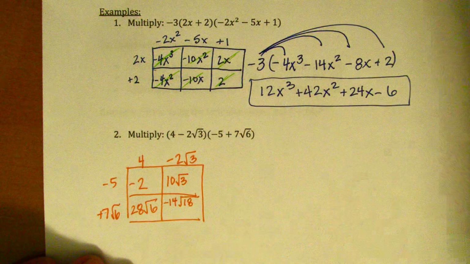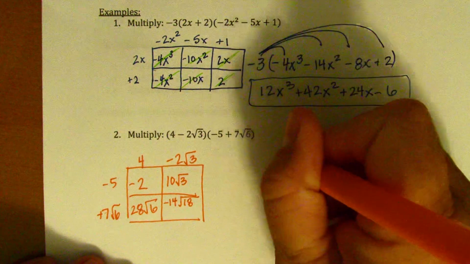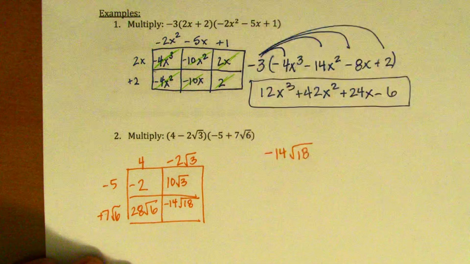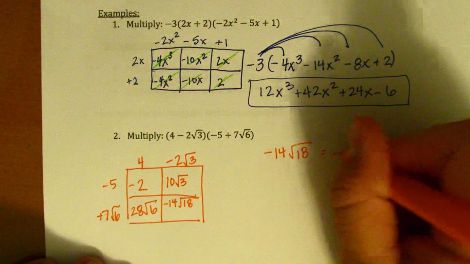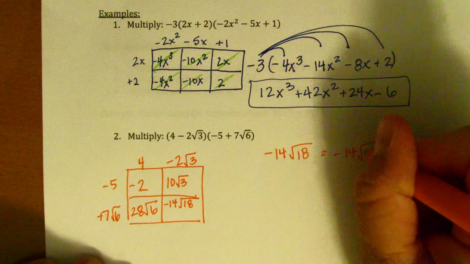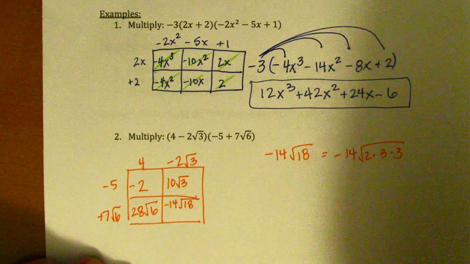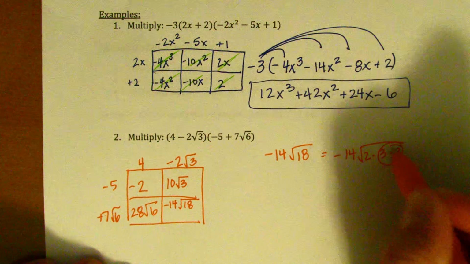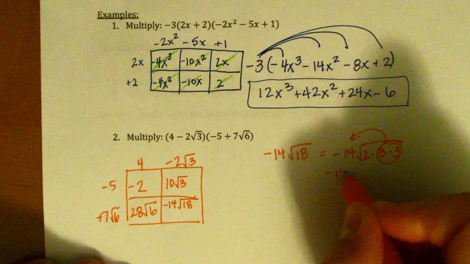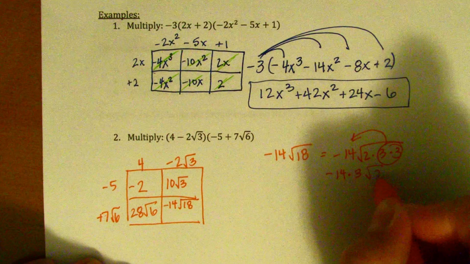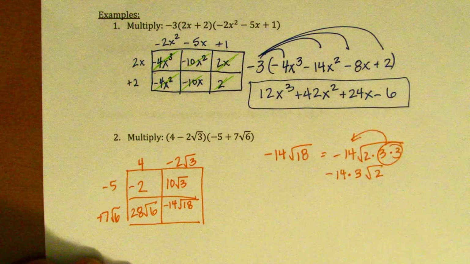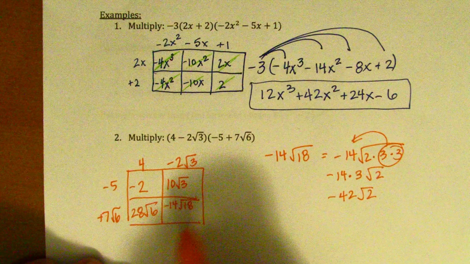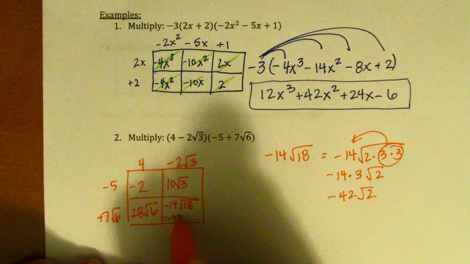Now we need to simplify things as much as possible. So let's kind of take this one off to the side real quick. Negative 14 square root 18. 18 is the same thing as 2 times 3 times 3. And like we saw in a previous video, when we are simplifying square roots, we can pull that out and we'd have negative 14 times 3 square root 2 left. Well, 14 times 3 is 42. So that's what this simplifies to, negative 42 square root 2.